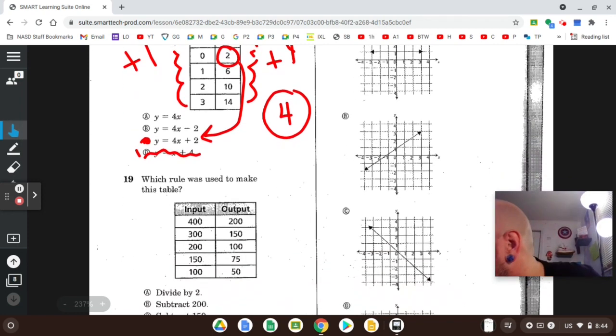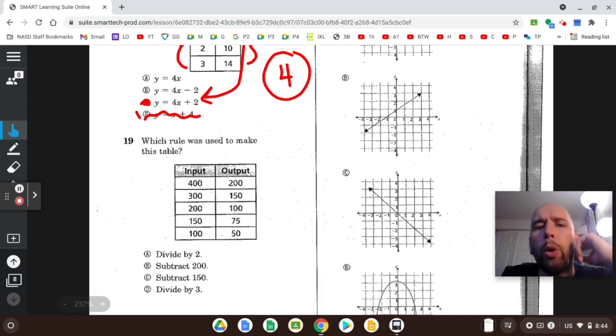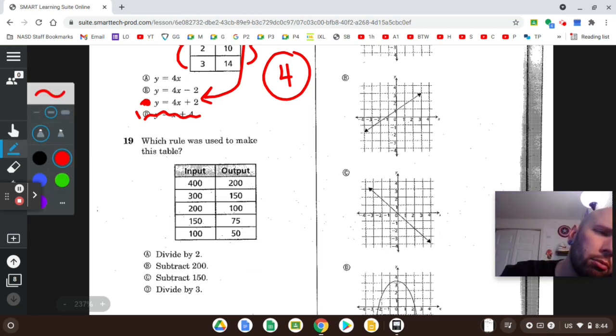Which rule was used to make this table? Divide by 2. Pretty easy.